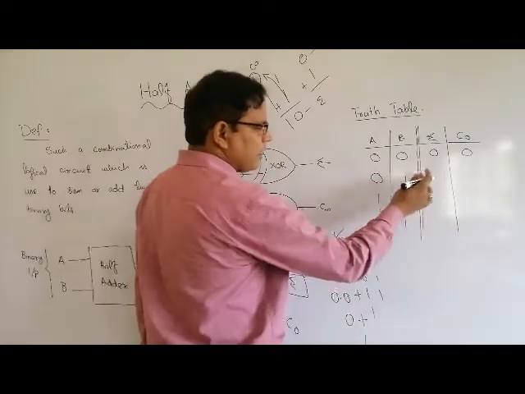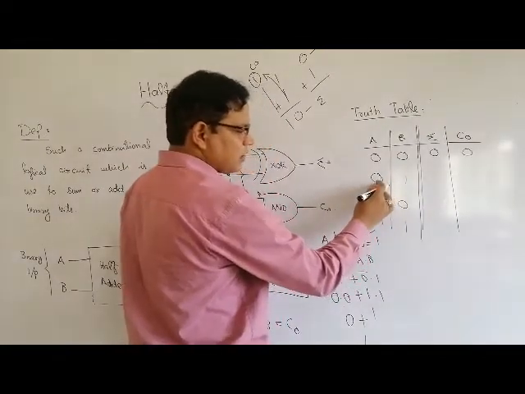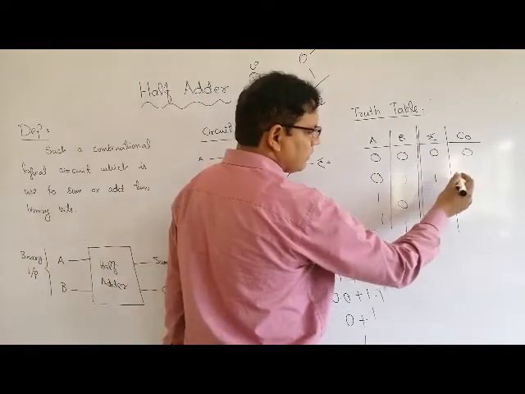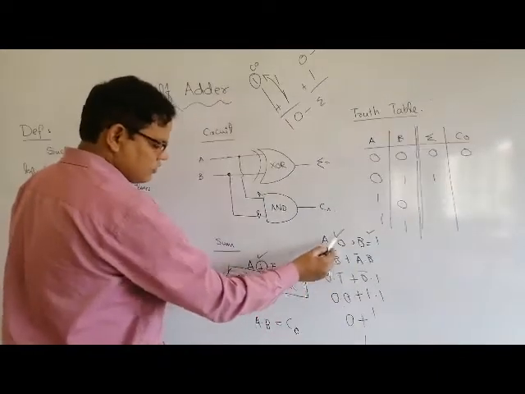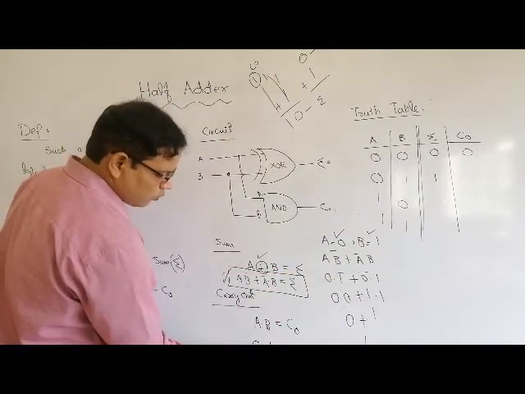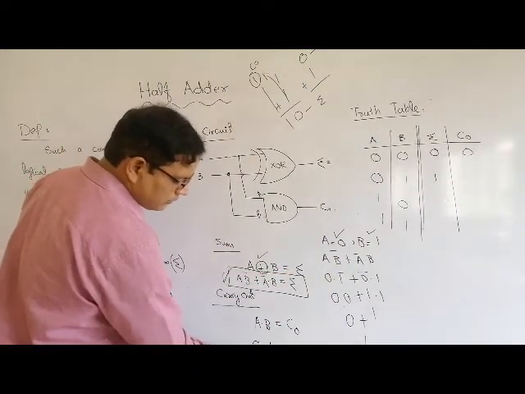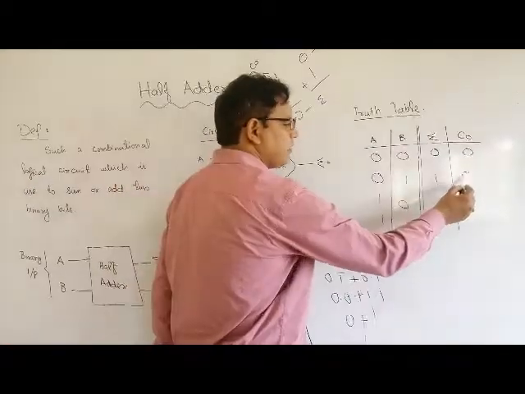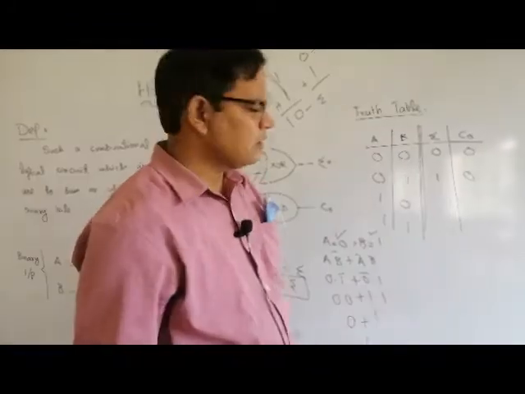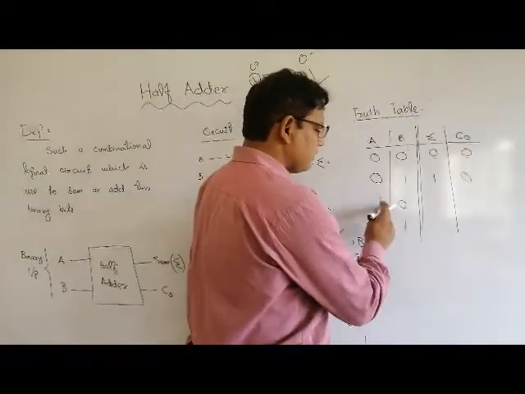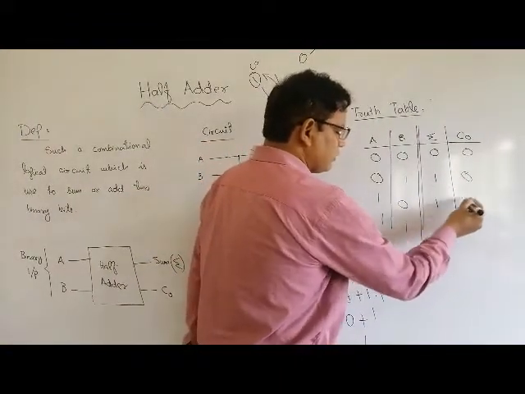So we have here the sum. The sum is 0 plus 1, which is 1. And carry out: how will I take the carry out? 0 into 1, 0 multiplied by 1 means 0. So I have here 0. Simply this circuit is now in process. I will design it more effectively. Next, 1 and 0.